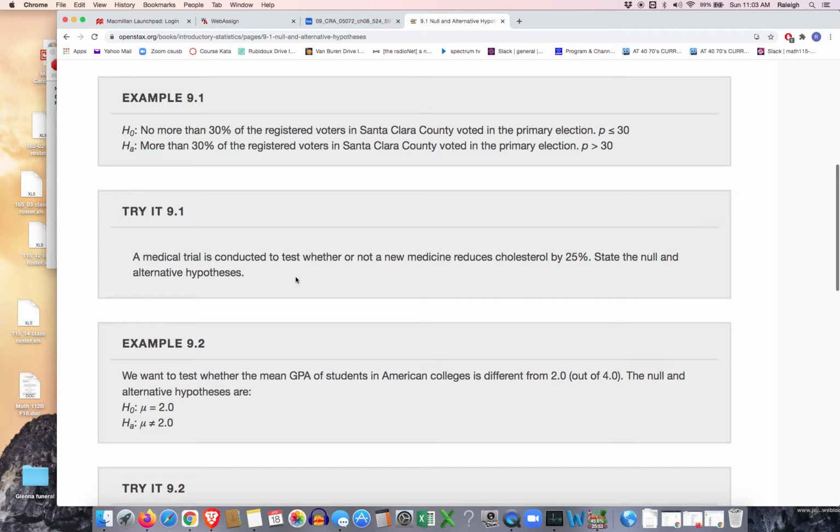So the Try It, of course, this is an easy one. It's a trial conducted to test whether or not new medicine reduces cholesterol by 25%. So state the null and alternative hypotheses. I'm not able to write on the screen with QuickTime, unfortunately, so I'll just have to verbalize it for you. But H0 is always equals, so P equals 0.25. And since it did not say greater or lesser than, then simply use P not equal to 0.25 for the alternative. So H0: P equals 0.25, HA: P not equal to 0.25.